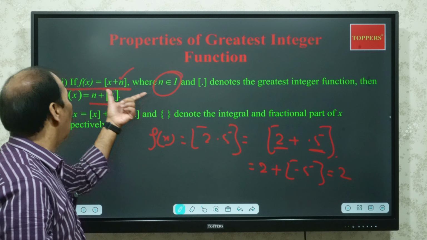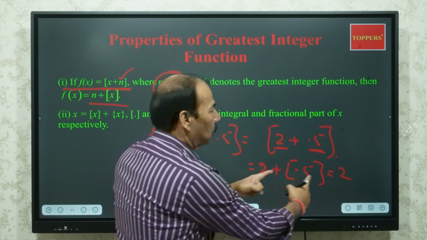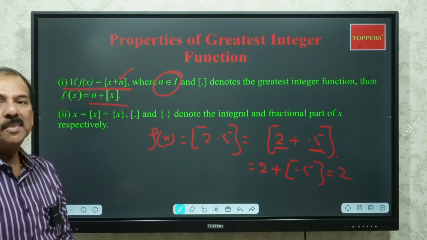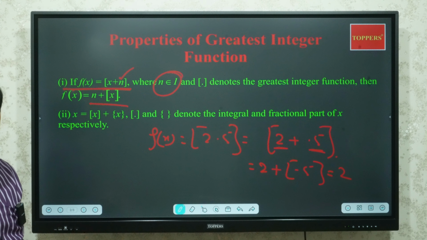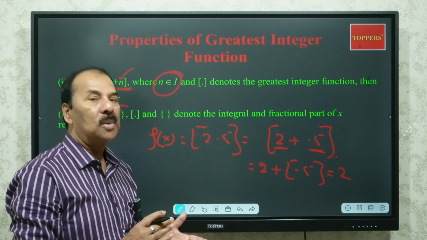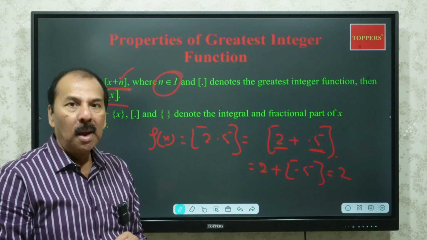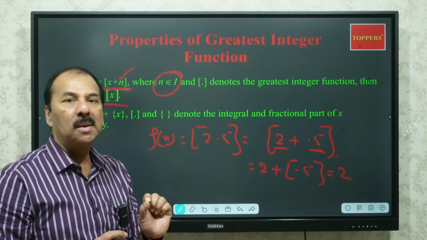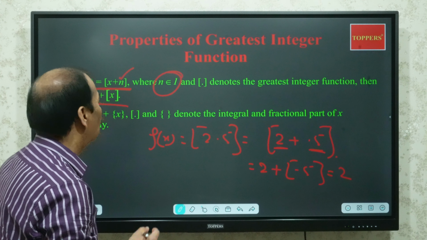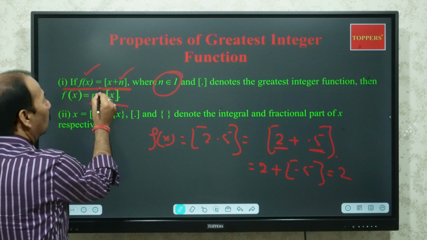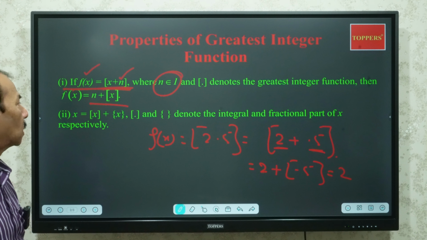So either you can observe this and then elaborate and you get this, or just from the definition of the function f of x equal to integral of x, we have just observed that f of x equal to integral of 2.5, it means the integral value of that will be simply 2. That we have already observed. So this is the significance as far as this representation is concerned.